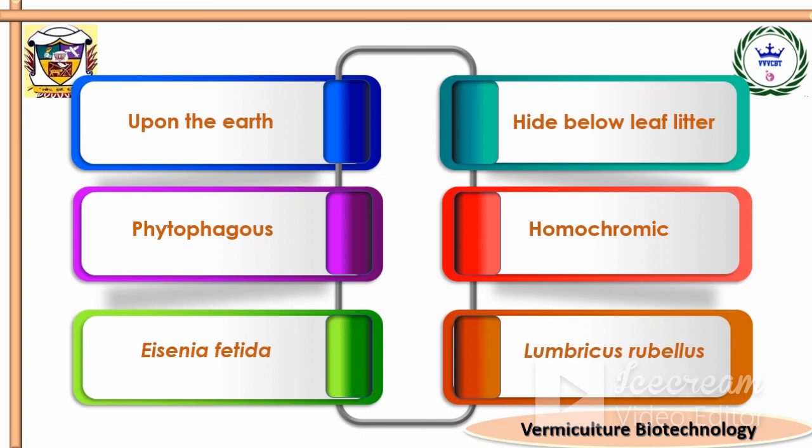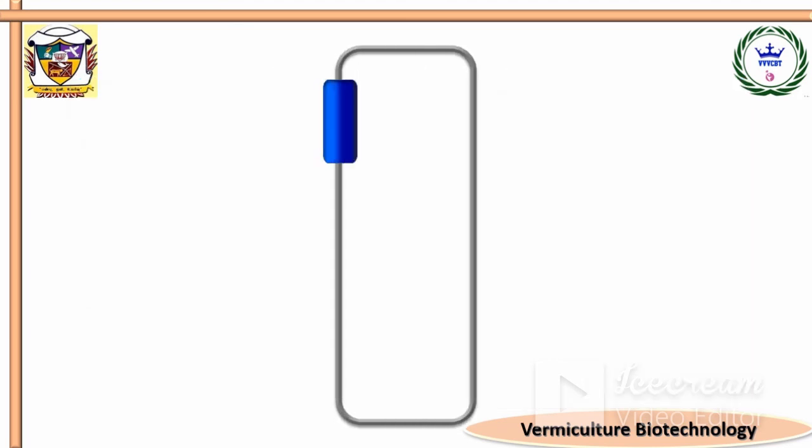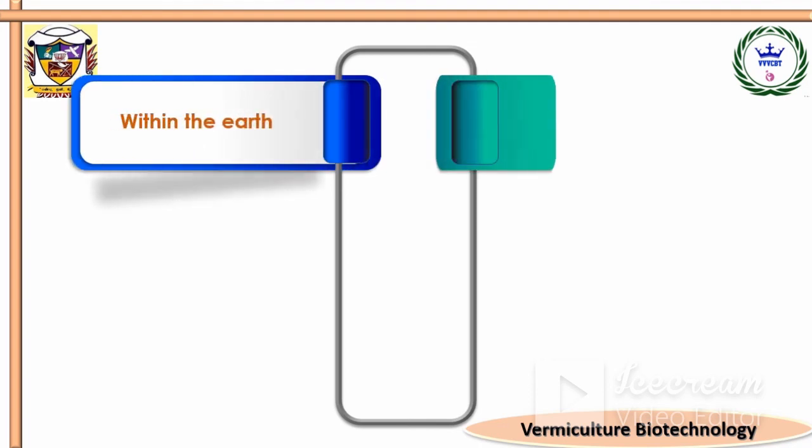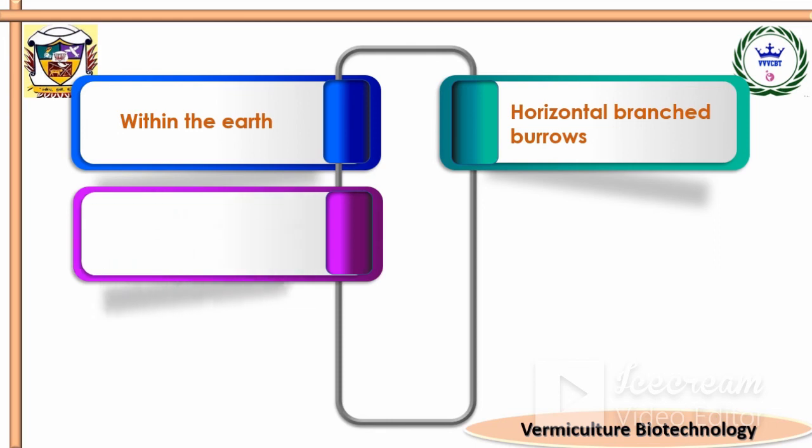Second type is endogeic. Endogeic means within the earth. These live in the mineral soil layer. They have horizontal branched burrows. These branched burrows are coated with mucus and mineral layer of soil. They are large sized. They have sluggish movement. They are humus feeders. They have no hooked setae.